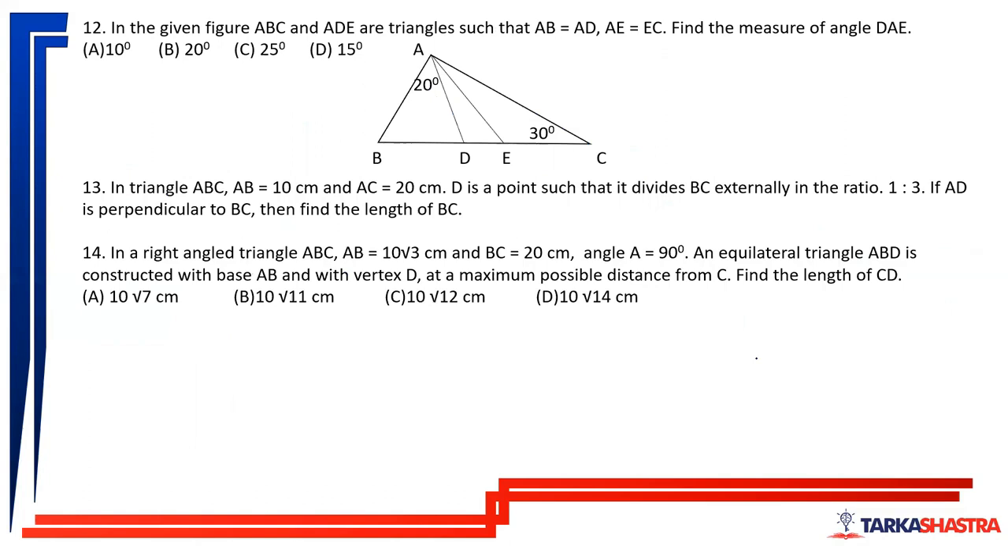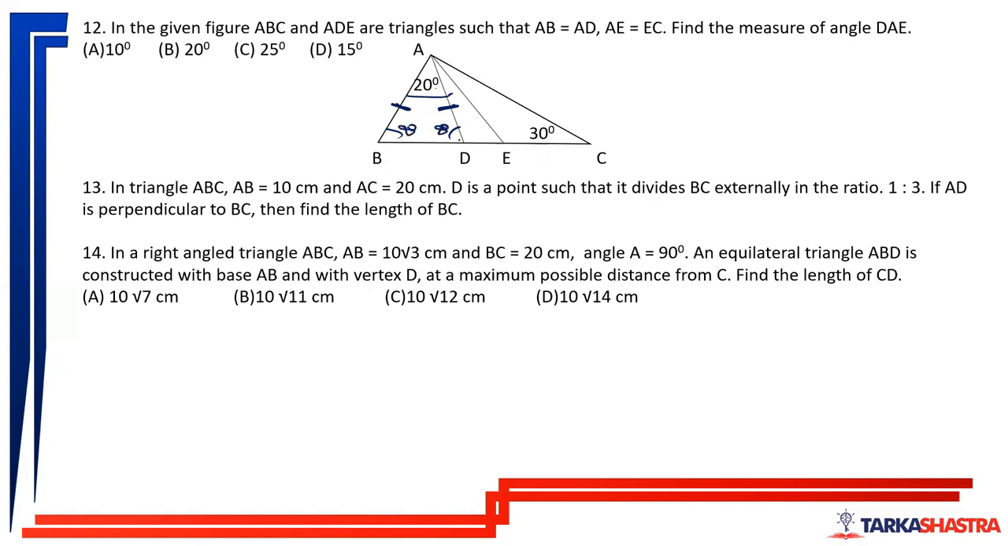Next, in the given figure, ABC and ADE are triangles such that AB is equal to AD. They have provided that AB is equal to AD. If this is 20 degrees, then this would be the remaining 160 degrees, and this is an isosceles triangle, no? Because these two sides are equal. This is an isosceles triangle of which two angles are equal. This is 20, so this has to be 80 and 80.